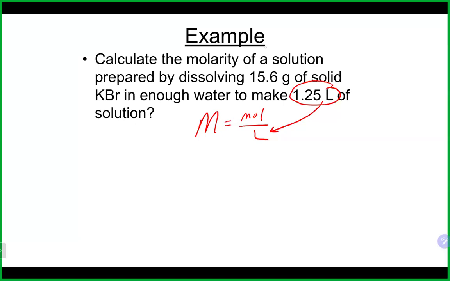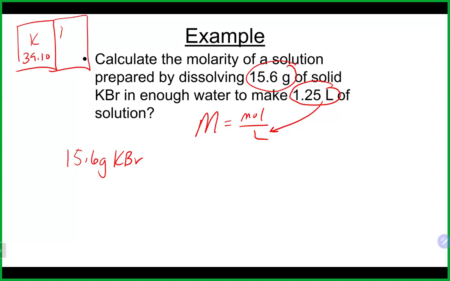The grams here is not moles, but that's okay because we basically have 15.6 grams of KBr. We can convert that into moles, right? And again, we would need the molar mass from the periodic table. So you would go to the periodic table and find your friend potassium, which is going to say 39.10. You'd find your friend bromine, which will say 79.90. And we're going to use, again, the molar mass here as a conversion factor to convert our grams into moles so we could calculate the molarity.